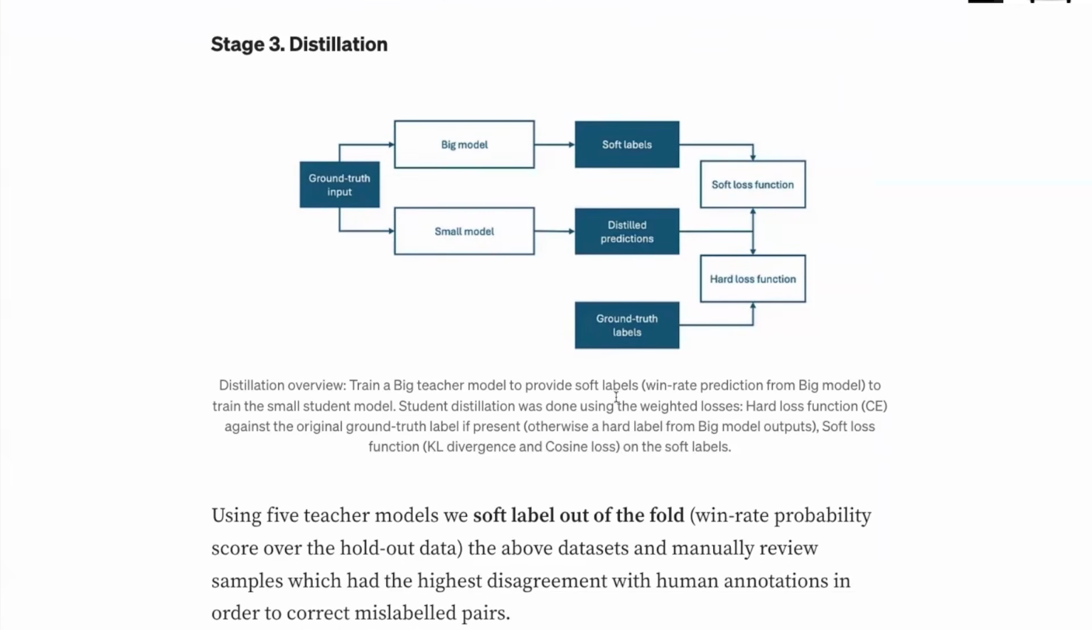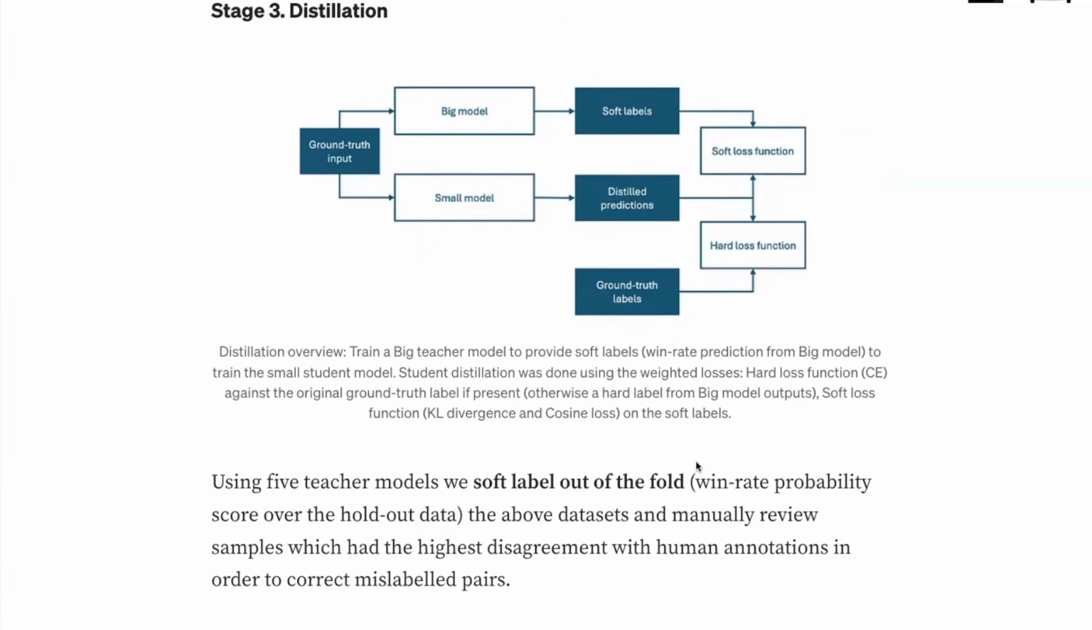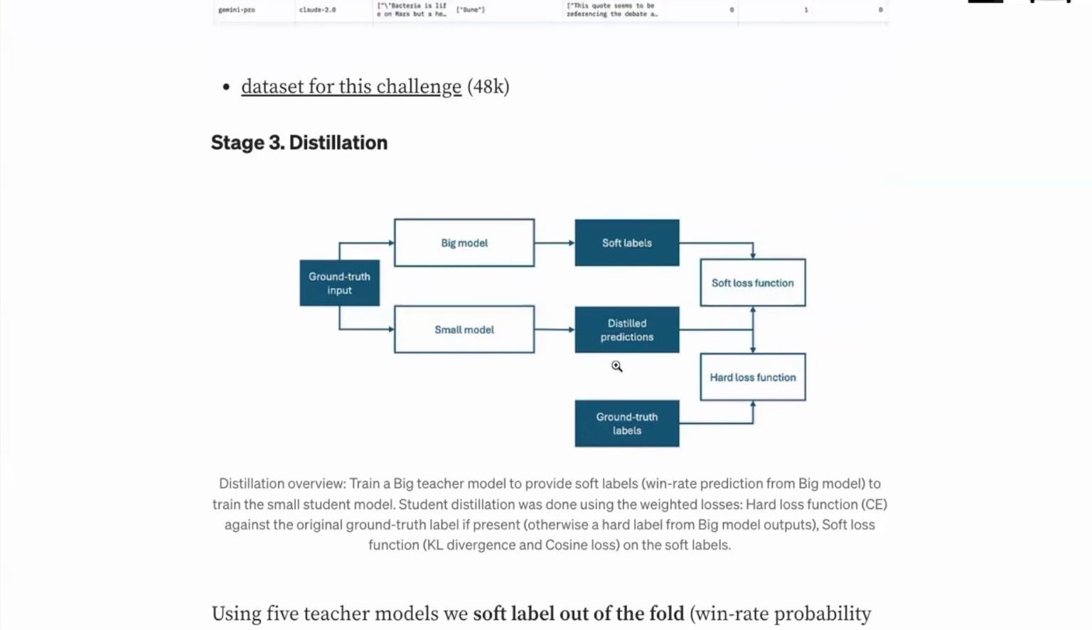So this is a distillation overview, and the loss function is usually a weighted loss between the hard loss and the soft loss. Yeah, so this is usually how distillation is done, so that we want the small model to catch up with the performance of the big model.